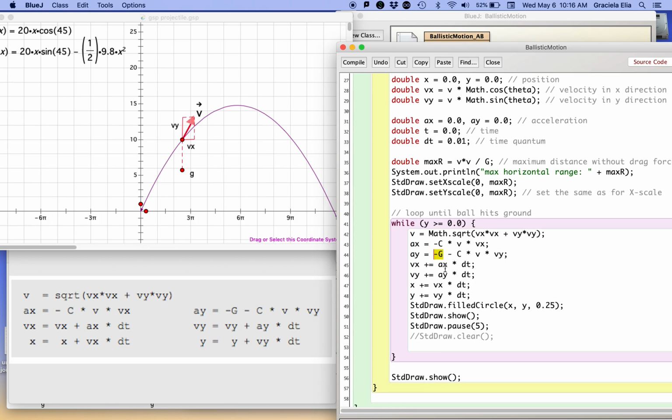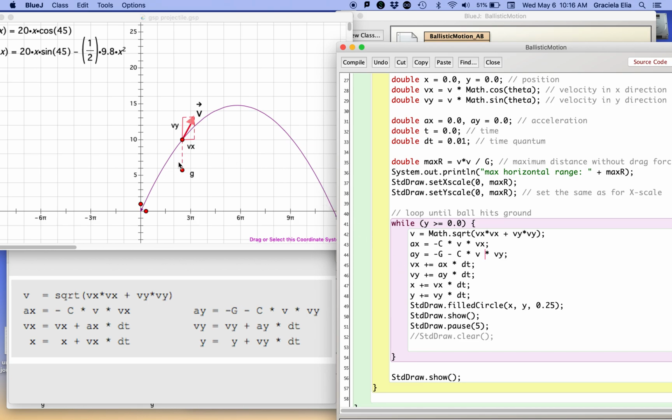Take a look over here. Because the velocity, again, we look at it in terms of x and y. So the acceleration ax, as you can see over here, is only going to be affected by a constant, which is c. But here, ay is also affected by the gravity. So Vx and Vy will be changing.